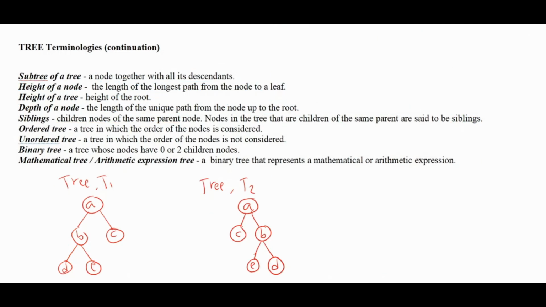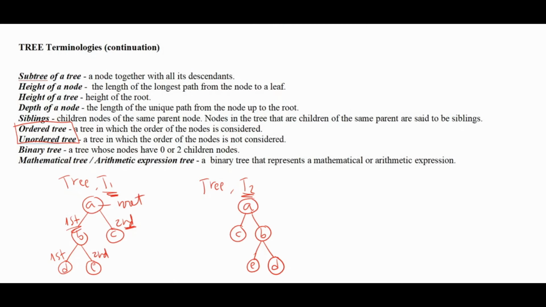Now for these next two terms, ordered tree and unordered tree, take a look at these two given trees. We have here tree T1 and another tree T2. Say tree T1 has this hierarchy of nodes where A is the root and the children of A are B and C. This is the first and the second child, or the left child is B and the right child is C. And for node B, it has two children nodes. The first one is D and the second one is E.